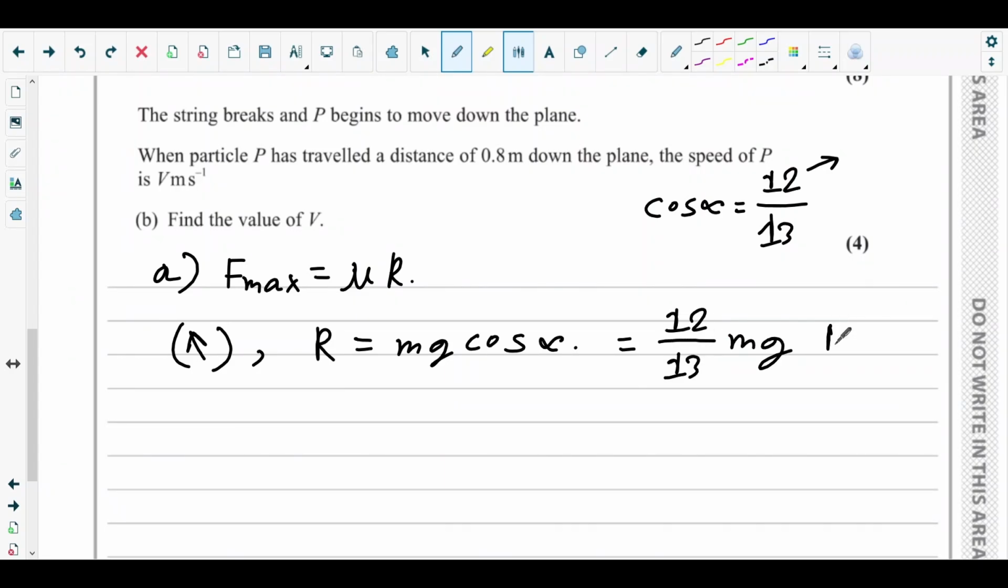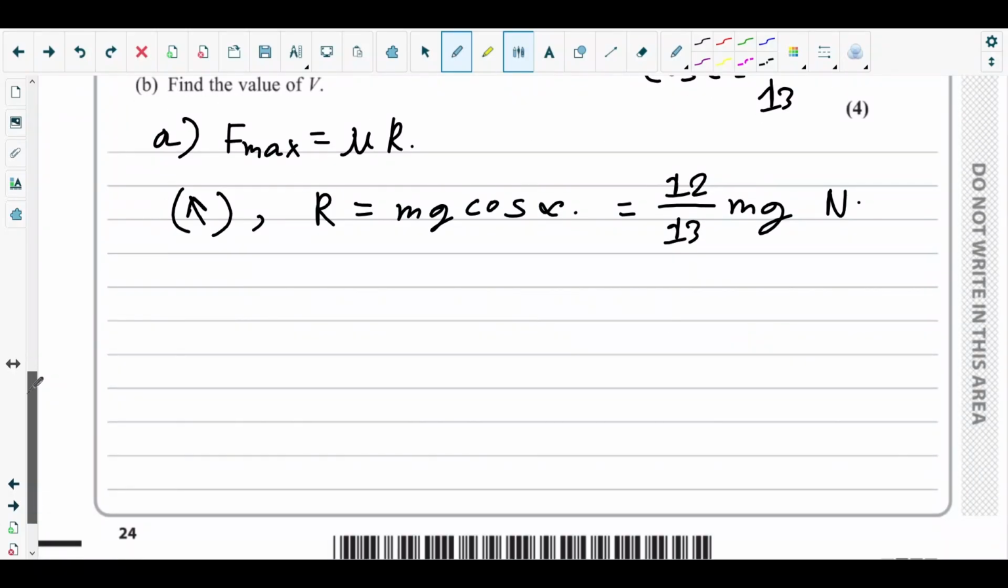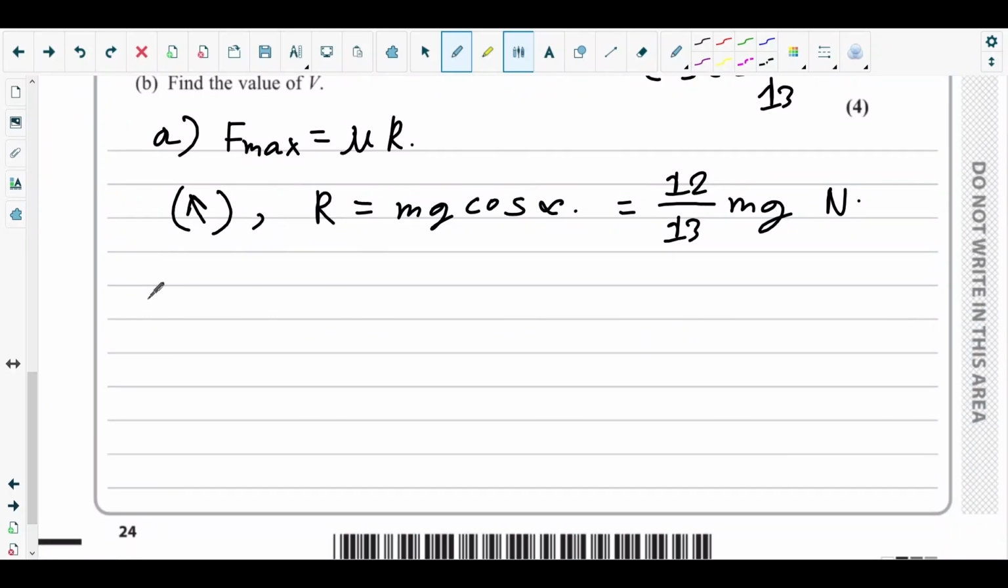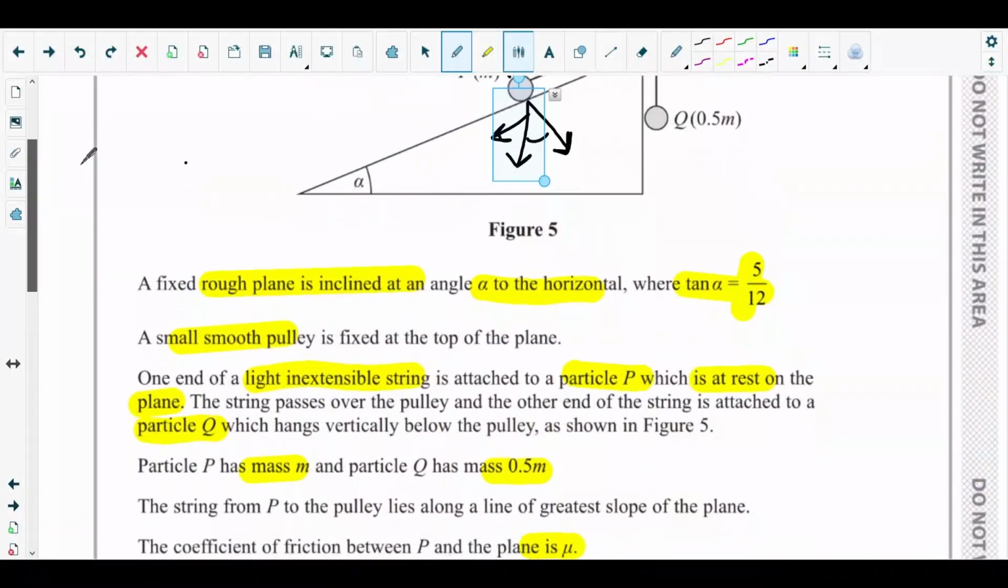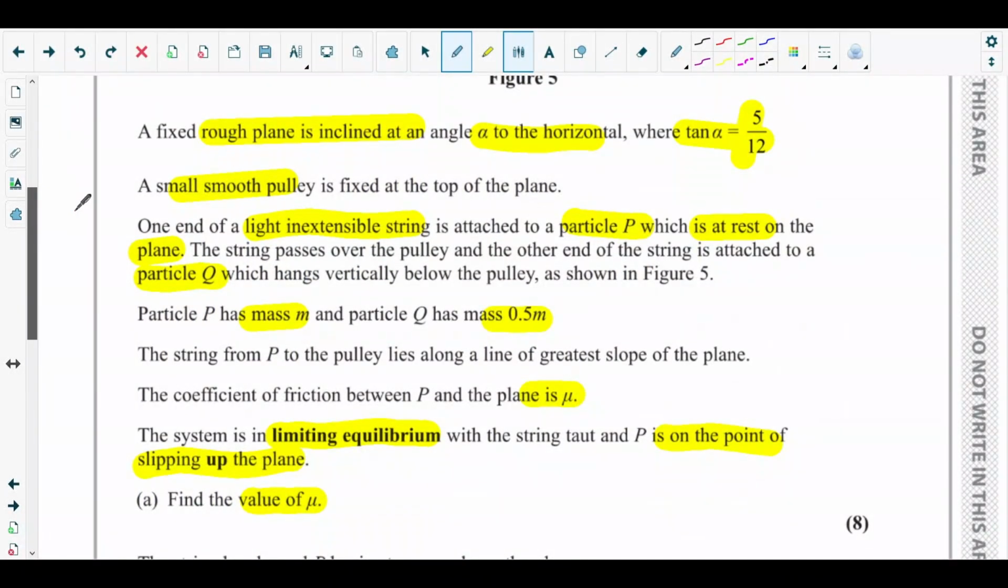This is the normal contact force. Okay, now consider particle P only. We will take up the plane as positive. So if you consider like that, what you can write here, in up the plane, the tension in the string, it is acting, right?